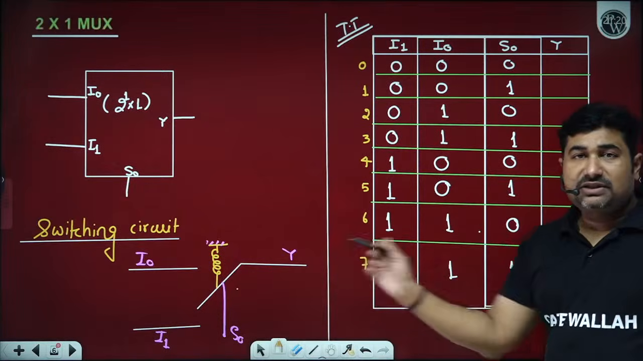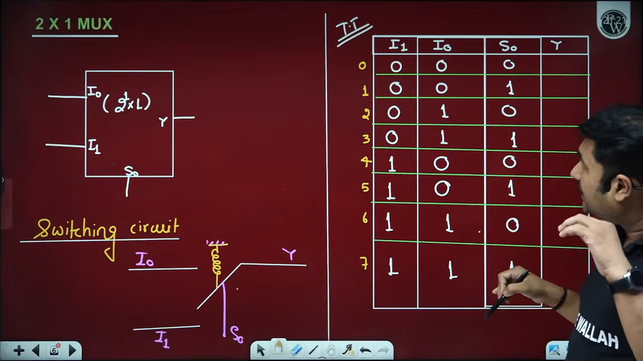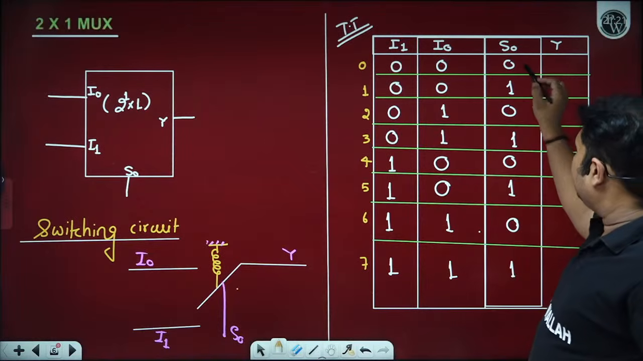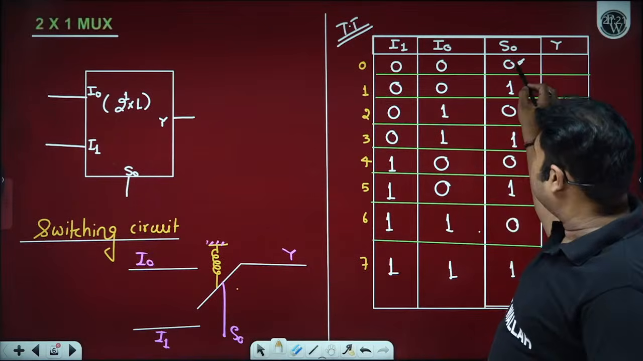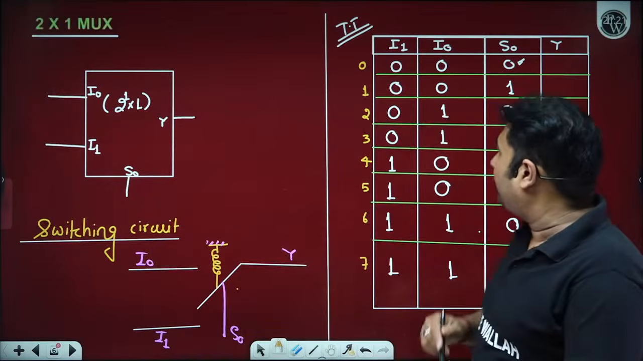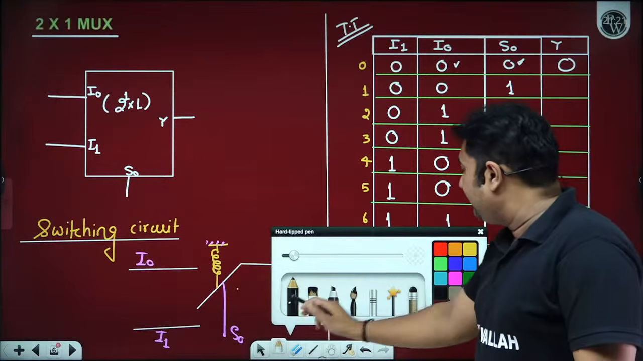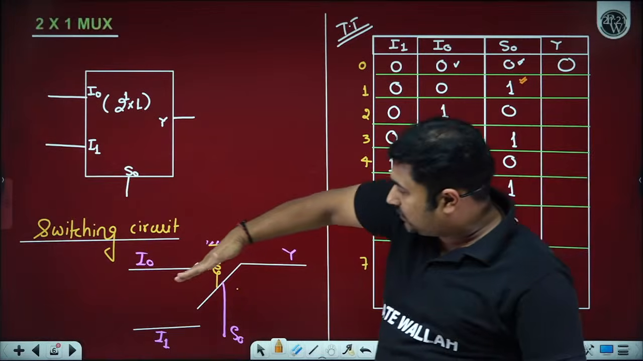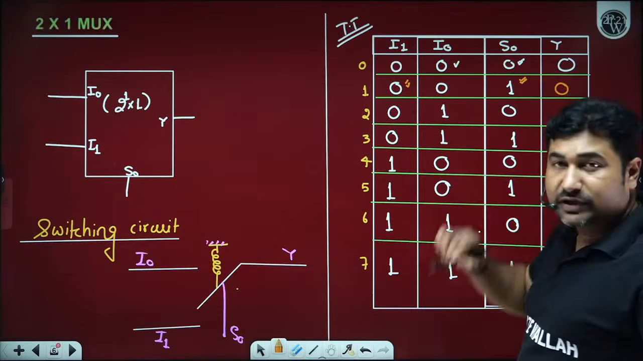Now output Y. As we have observed in the switching circuit, output Y will take the same logic as either I0 or I1, depending upon the select condition. In case the select condition S0 is 0, it means this switch is connected with the I0 pin. So whatever information is on the I0 pin is transferred to output Y. In the same way, when S0 is 1, whatever information is on the I1 pin is going to be transferred to output Y.